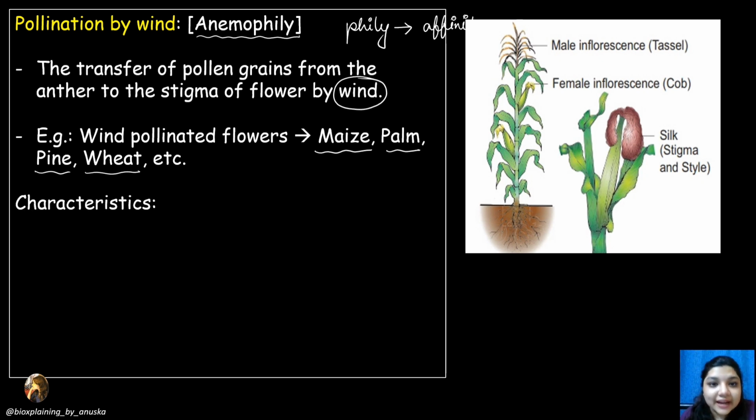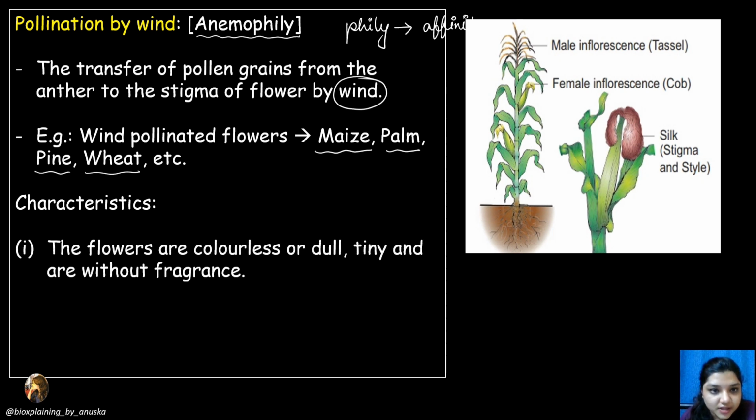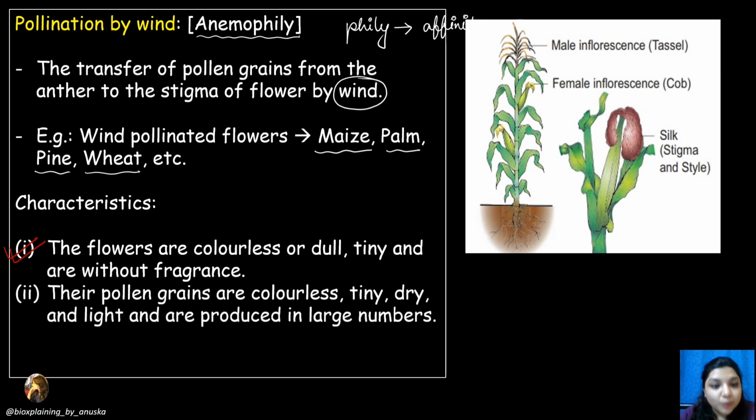Now, what are the characteristics of these wind pollinated flowers? The first is that the flowers are colorless or dull, they are tiny and without fragrance. Definitely, because they do not have any insects to attract or birds to feed nectar to, so they need not be very bright and showy. They even need not have fragrance, so they are dull or colorless, small in size, and they do not have sweet fragrance. The pollen grains of such flowers are colorless, tiny, dry and light, and are produced in large numbers.